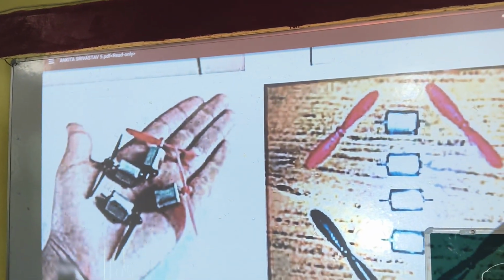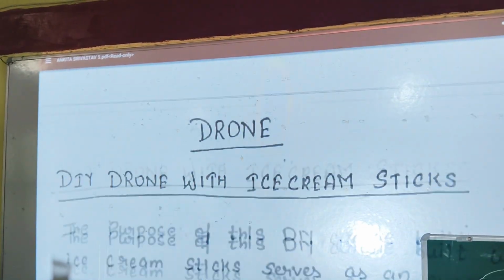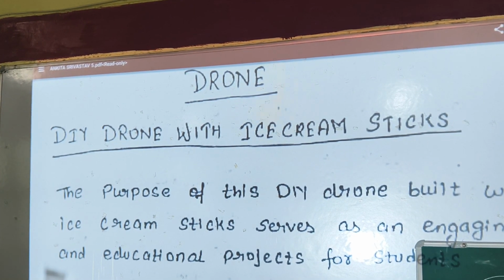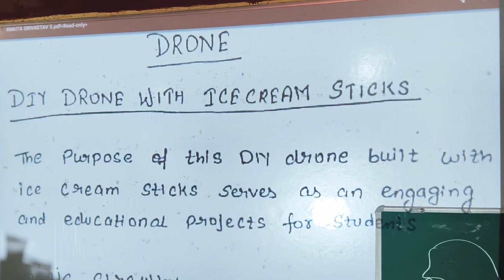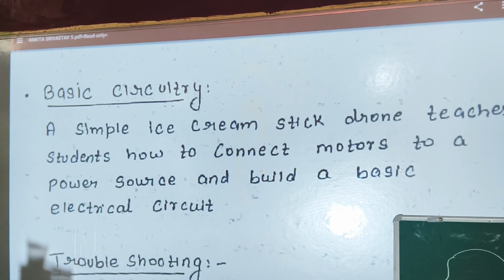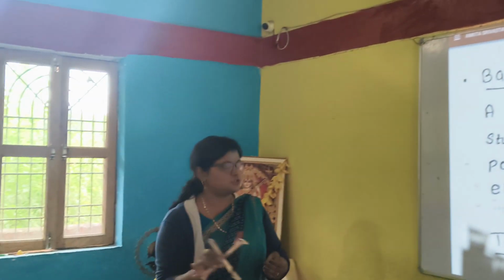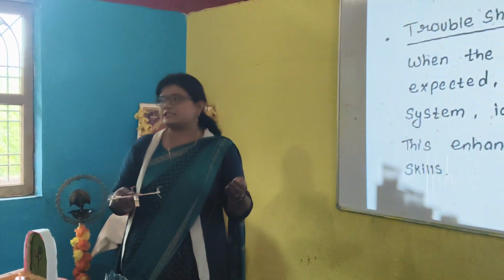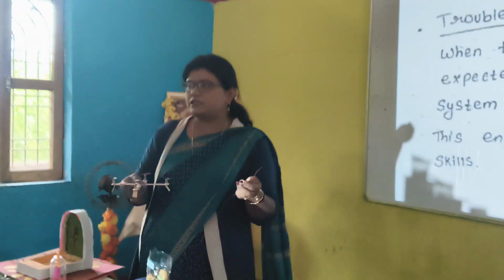These are the motors I have used. The purpose of this DIY drone built with ice cream sticks is to serve as an engaging and educational project for the students. This simple ice cream stick drone teaches students how to connect motors to a power source and build a basic electrical circuit, which is very important for class 8 students, because in class 9 and 10 they will read magnets and electricity in their course.